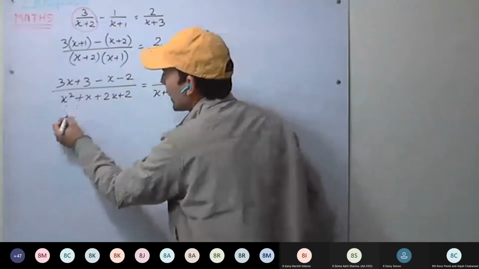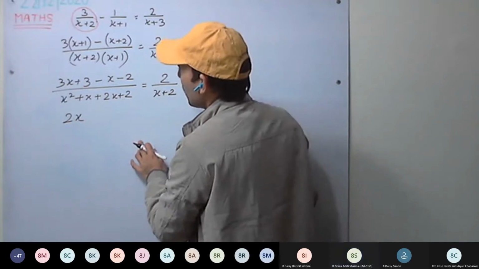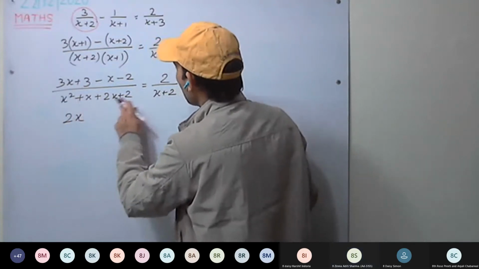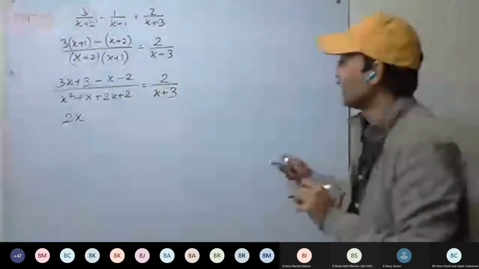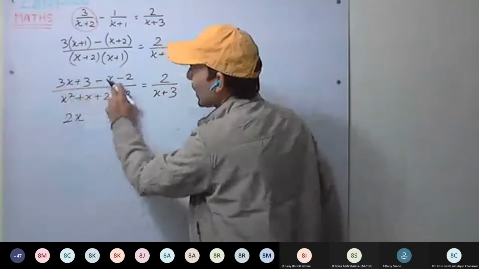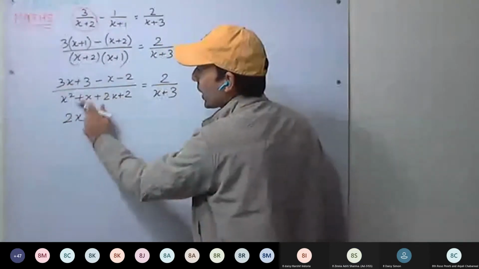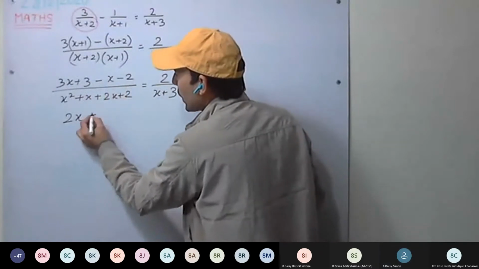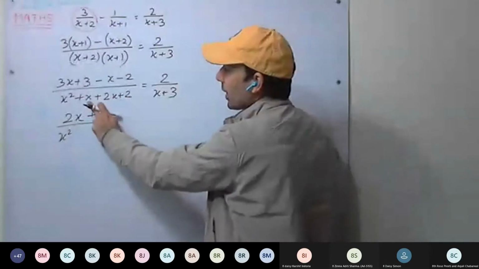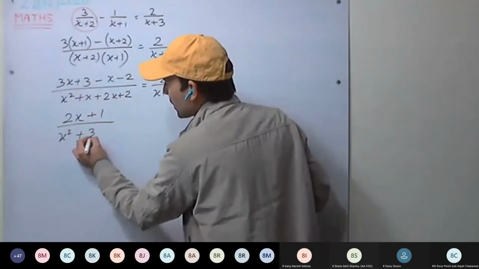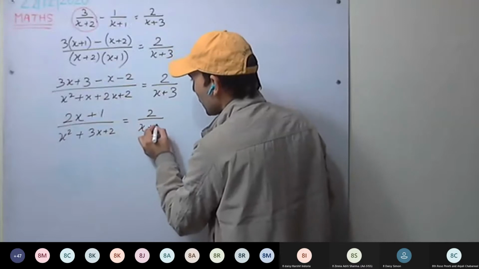3x minus x, how much will we be getting? Sir, you put 2 upon x plus 3 on the right hand side. Okay, x plus 3. Good. This is how we make silly mistakes. 3x minus x is 2x. 2x plus 3 minus 1 is 2x plus 1. And here, x square, next term x plus 2x, 3x plus 2. Equal to 2 upon x plus 3.